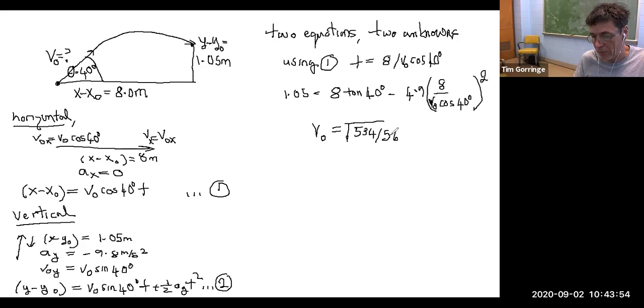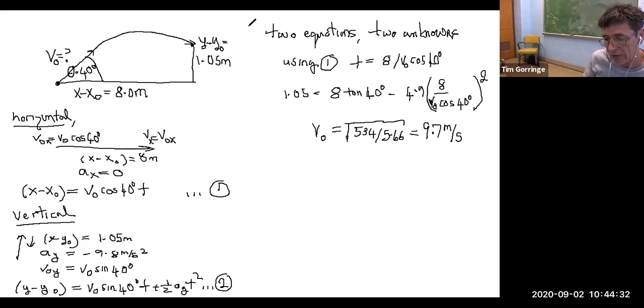Remember, I filled in the numbers for the tangent of 40 degrees and the cosine of 40 degrees. You get that v naught is the square root of 534 over 5.66. And if I quickly work out what that number is here on my calculator, it comes out to be 9.7 meters per second. And that's the answer to the problem.